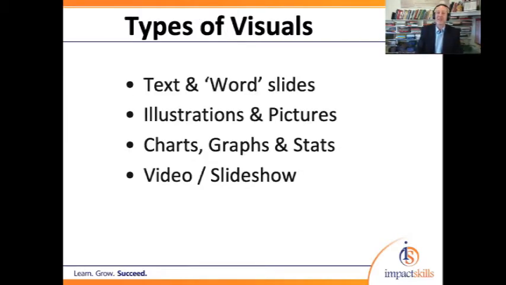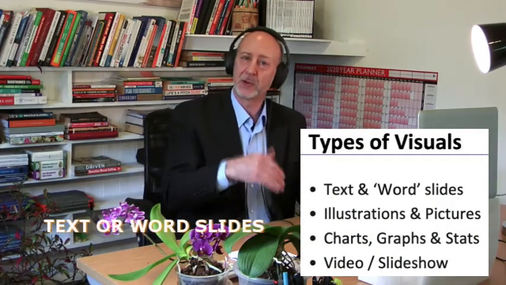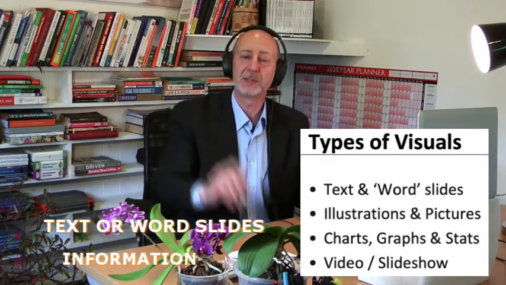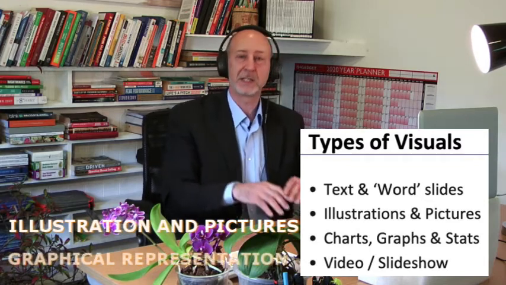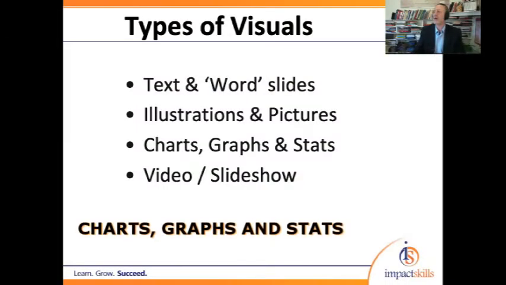Let's move on. Types of visuals. Now this gets into the nitty-gritty. So what kinds of visuals do we have? There are more than these, but these are probably the top 4. And I would say text or word slides where you've got some kind of information in the typed format, whatever that might be. Illustrations and pictures. Now illustrations and pictures could be exactly that. A graphical representation of something, a picture, a GIF, a meme, whatever it might be, something that represents what you're trying to say in a picture or photograph form. Charts, graphs and stats.